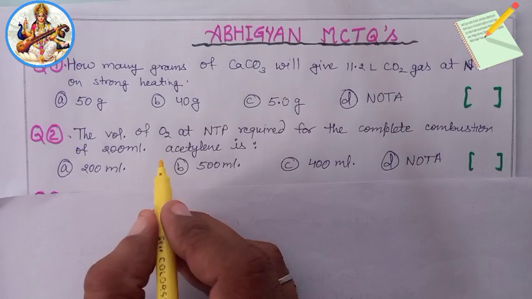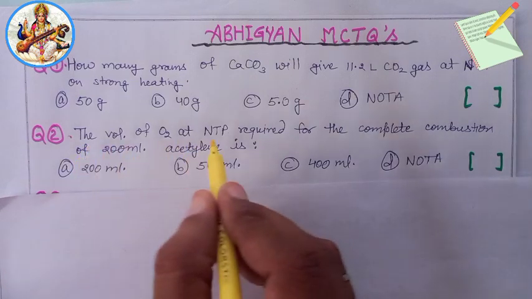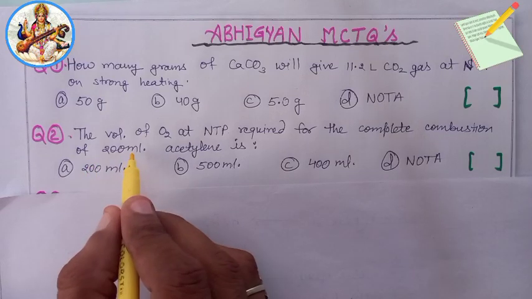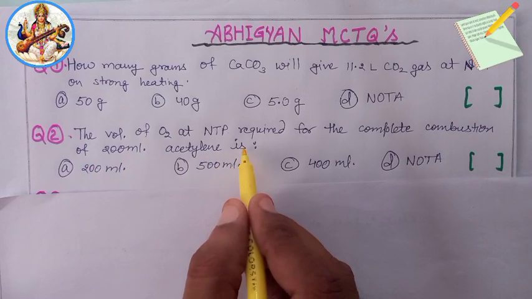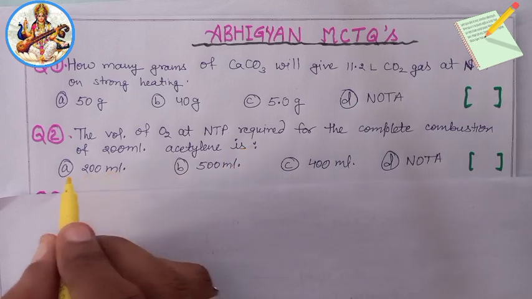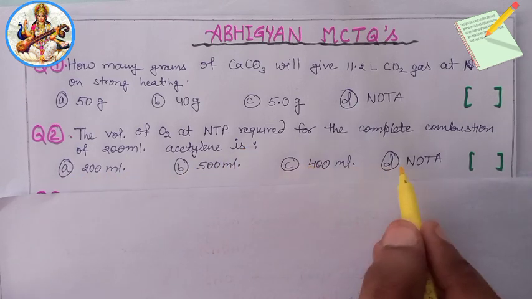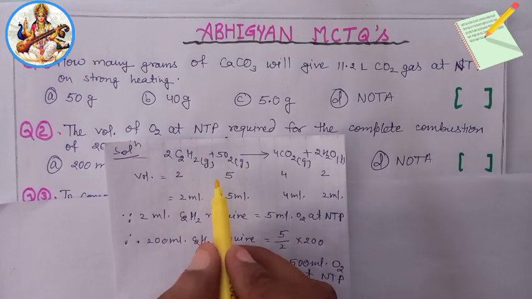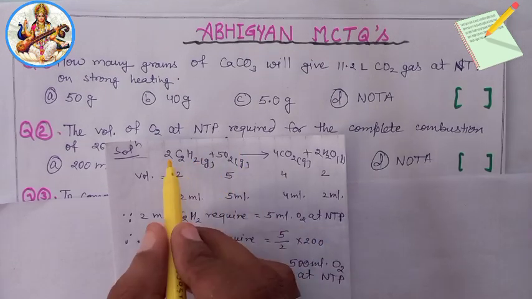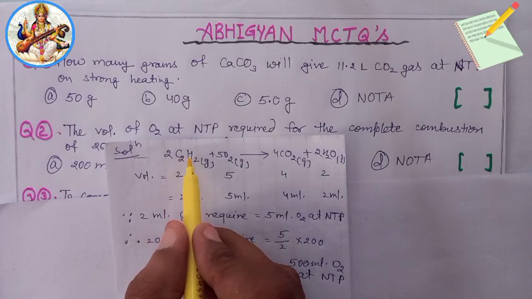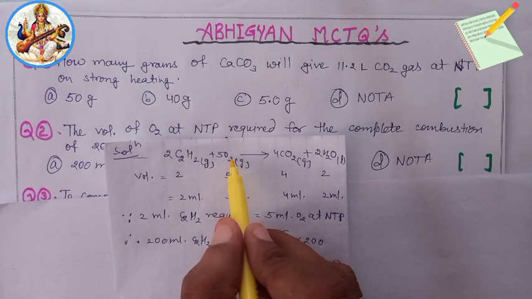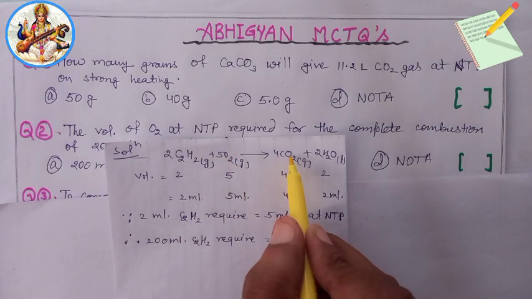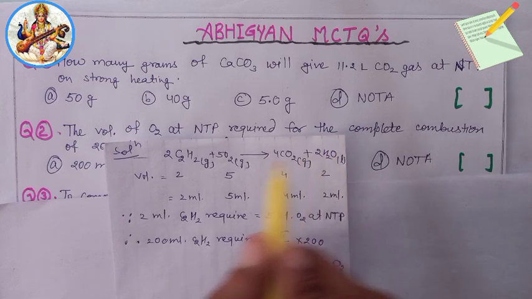Now the second question: the volume of oxygen at NTP required for the complete combustion of 200 milliliter of acetylene is, a very important question, options A, B, C and D. The combustion of acetylene is: 2 moles of acetylene and 5 moles of oxygen after combustion are converted into 4 moles of CO2 and 2 moles of water.